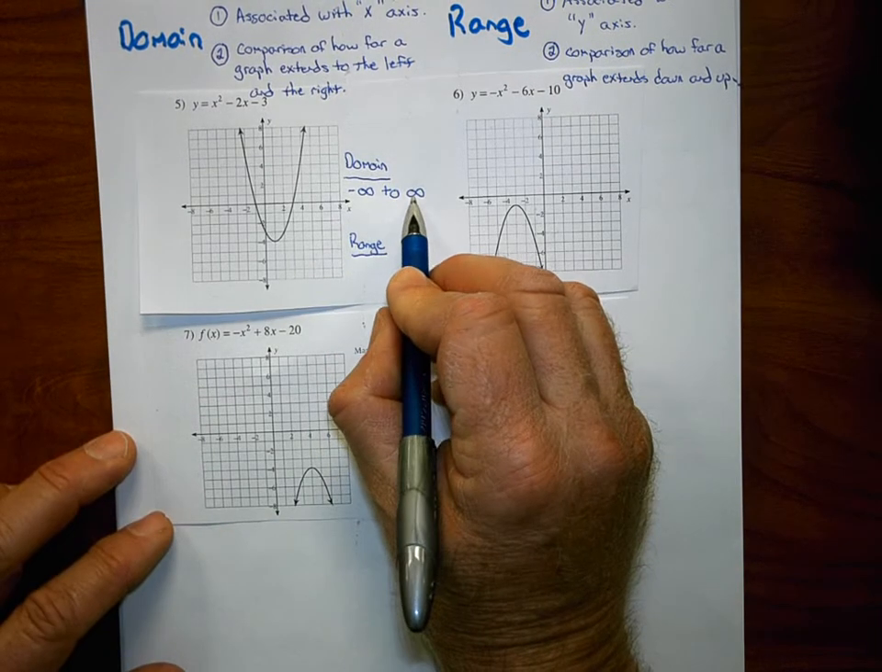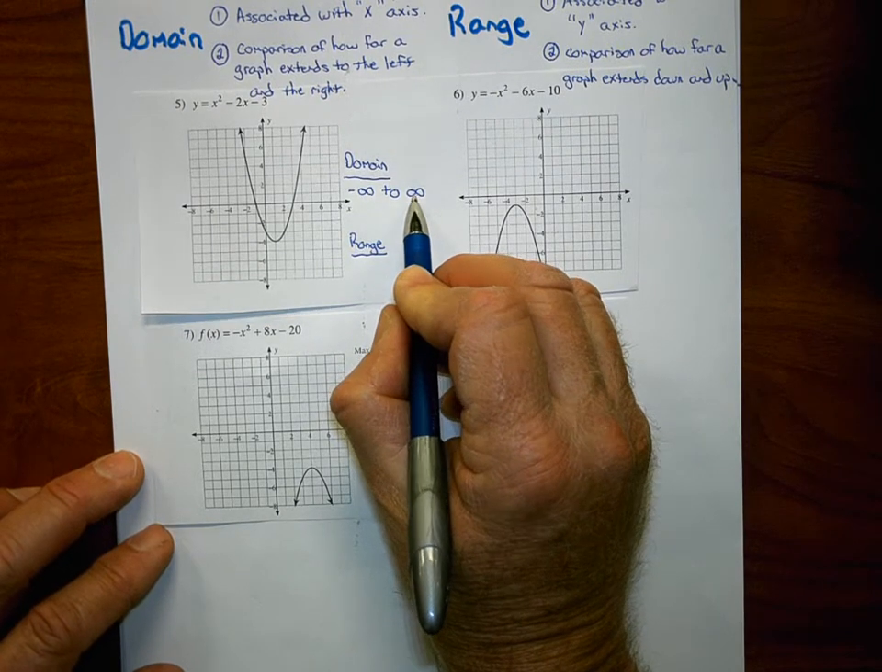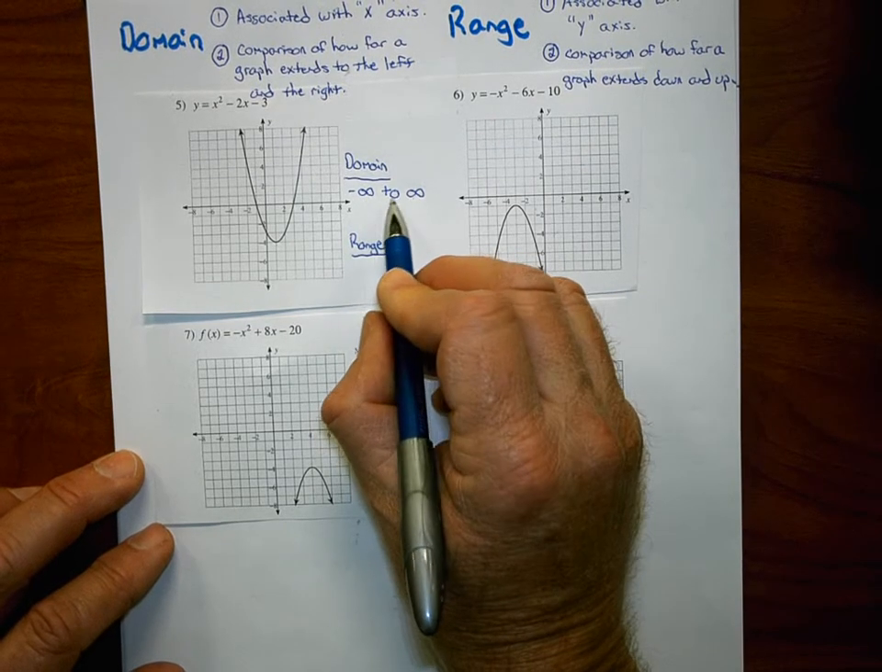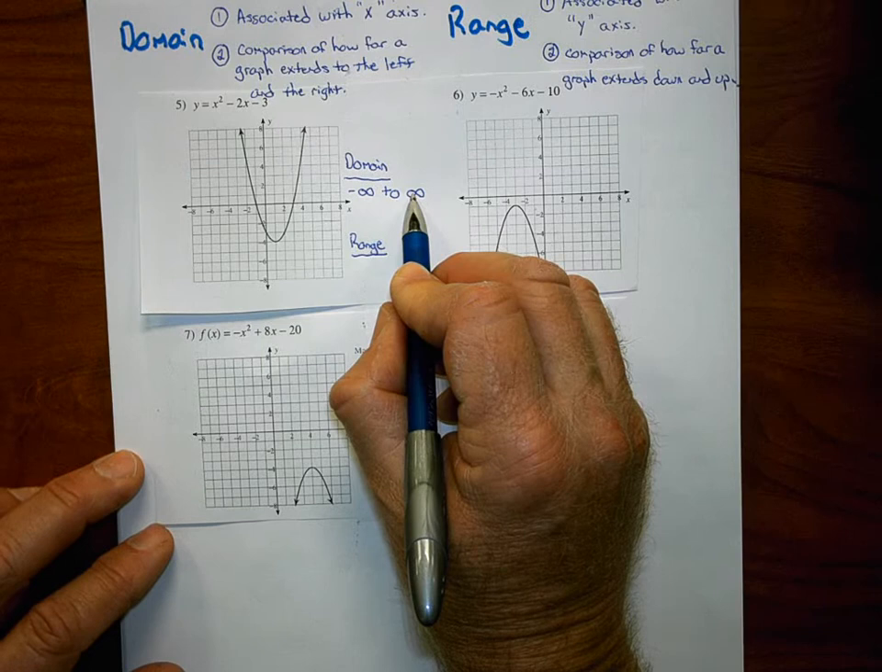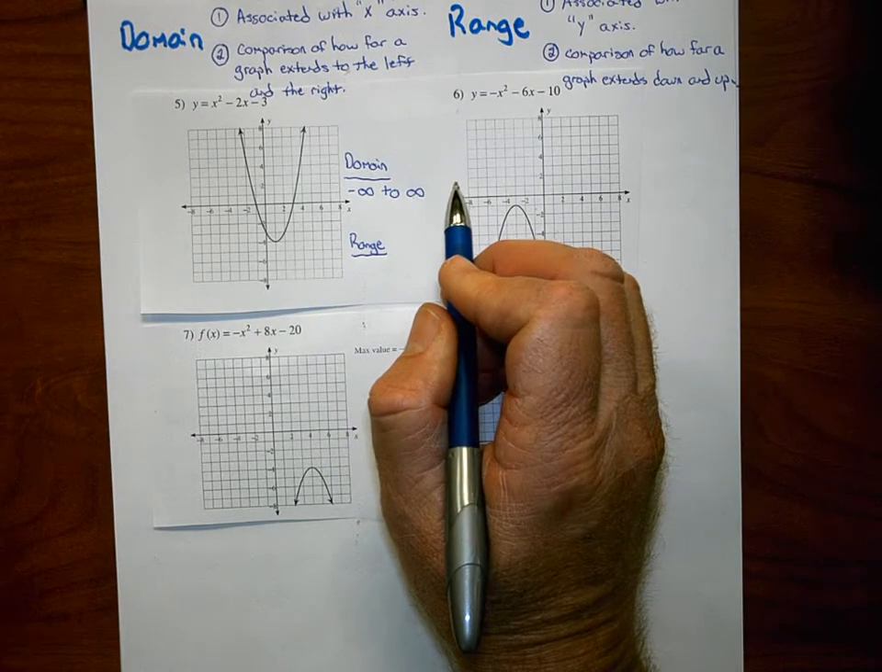How wide does the graph get to the right? Forever and ever. That's what we're saying. So when we say the domain is negative infinity to positive infinity, we're saying this graph just keeps getting wider in both directions, left and right. Okay?